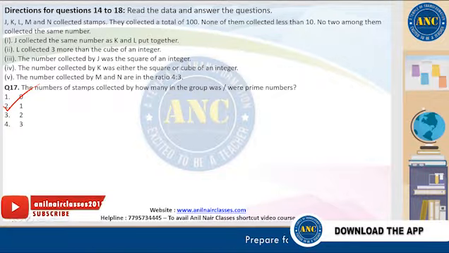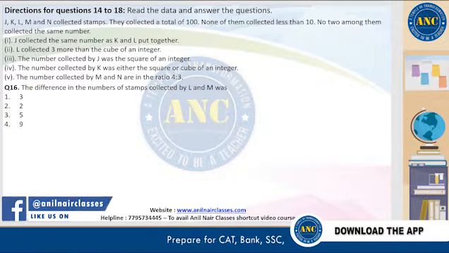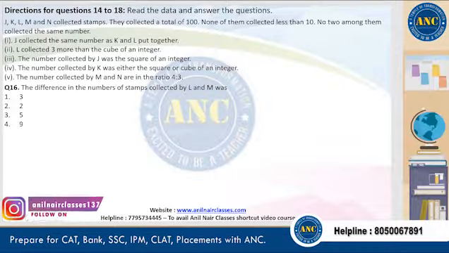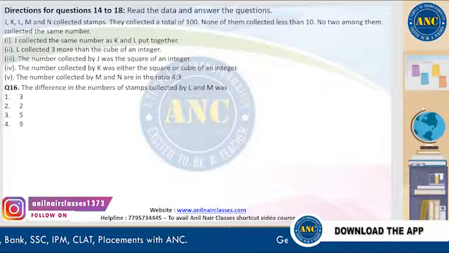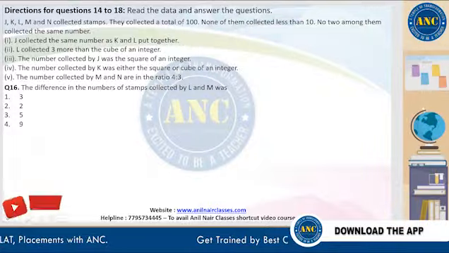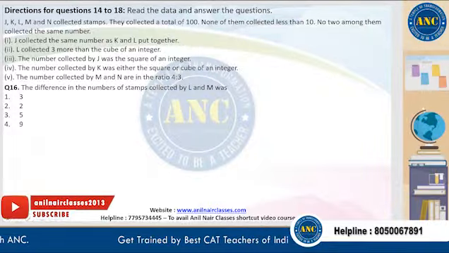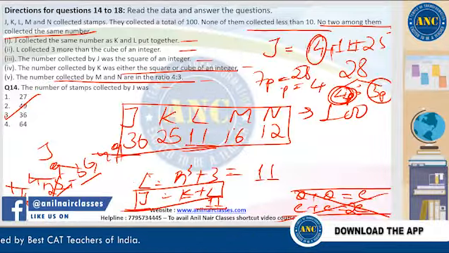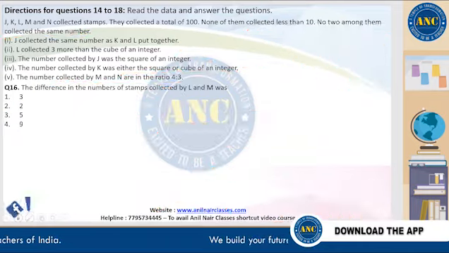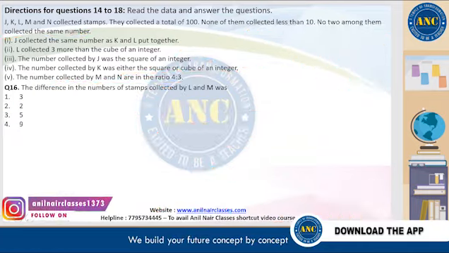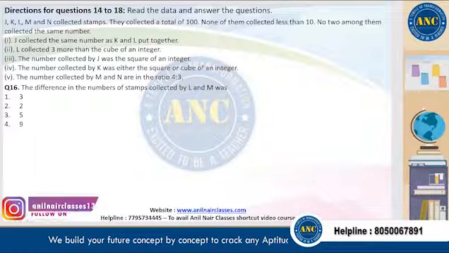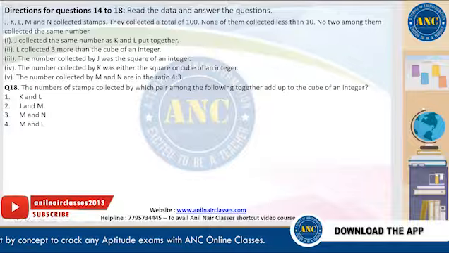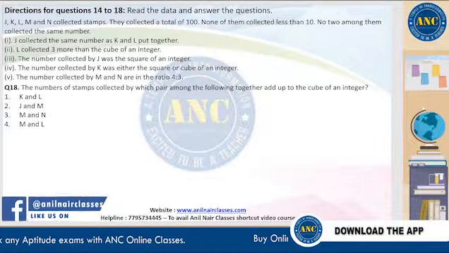Let's come back to question 16. It says the difference in the number of stamps collected by L and M. What is the difference? We know that L collected 11 and M collected 16. The 16 and 11, the difference is what they're asking. That is an easy number. That's 5.